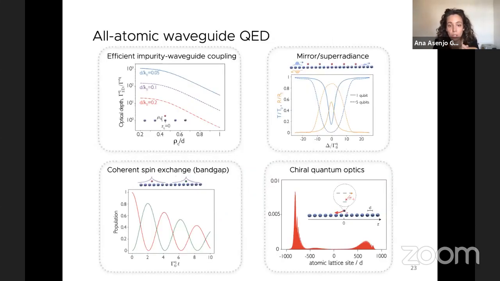And I just wanted to show in this slide that basically you can do everything that you can do with a dielectric, you can do with these atomic waveguides. This first plot shows the optical depth, which is the efficiency of the coupling to the guided mode against emission into free space. So if this is high, the coupling is very efficient.